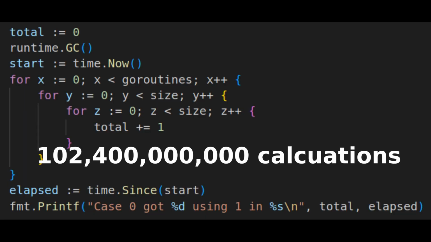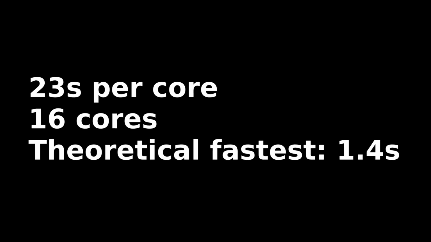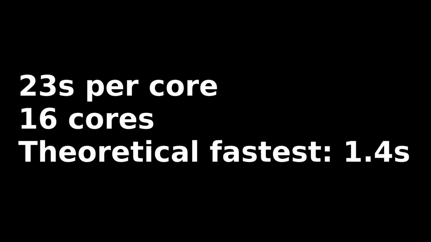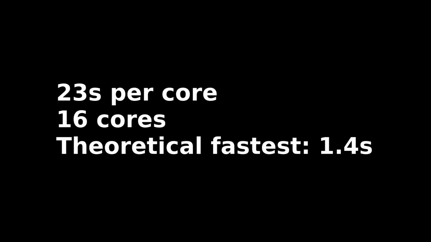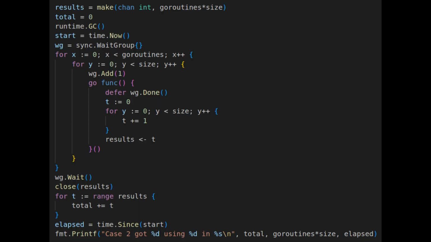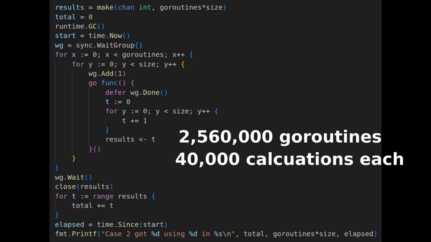Doing 100 billion calculations in a single thread took my computer about 23 seconds. Since my computer has 16 CPU cores, the fastest speed for these calculations would be about 1.4 seconds if Go's multiprocessing were 100% efficient. The worst performance occurs when starting many goroutines and giving them each a small amount of work. At the scale I tested at, 2,560,000 goroutines were used, each doing 40,000 calculations. This took about 6.5 seconds.